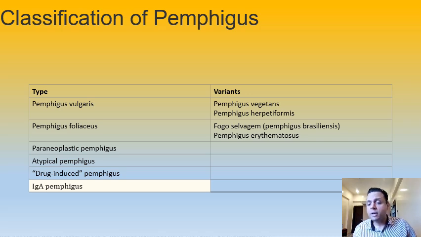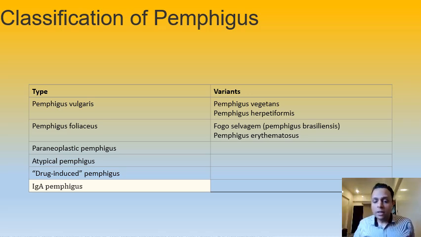Drug induced pemphigus is caused by drugs, which can be thiol containing or non-thiol based. D-penicillamine, which is not used nowadays, is one drug which can cause a pemphigus foliaceus like picture. And there are non-thiol based drugs also, like penicillin and amoxicillin, which can also cause a pemphigus picture.